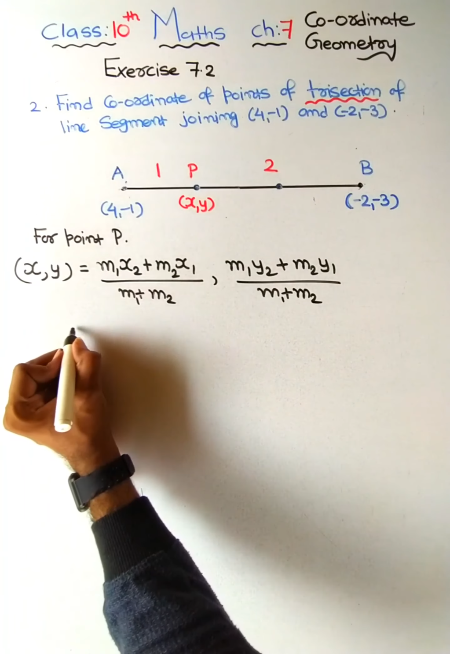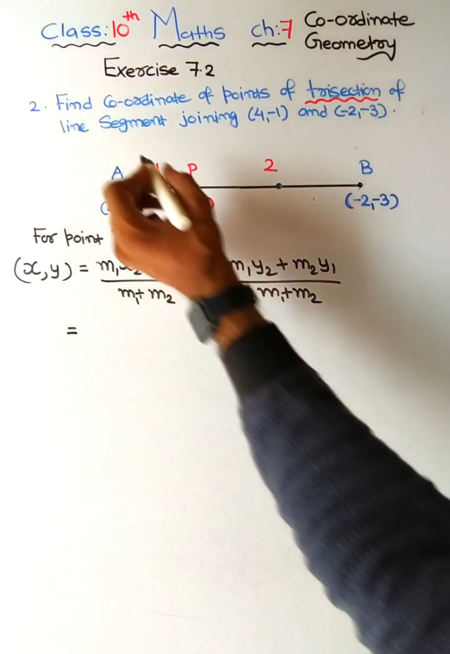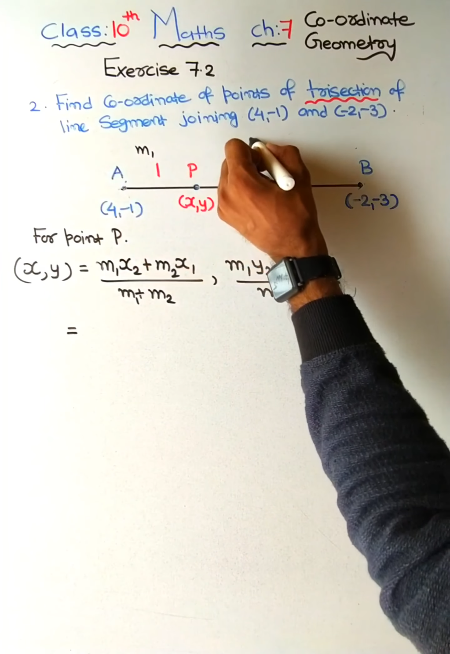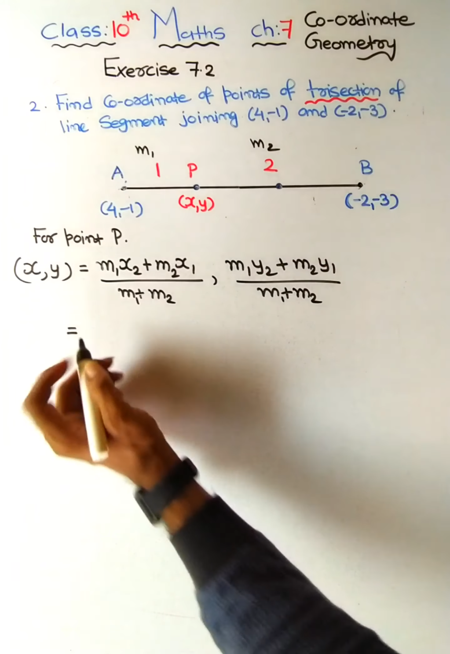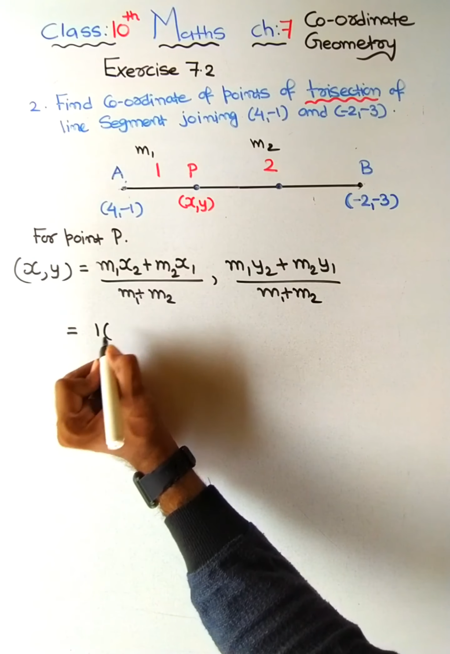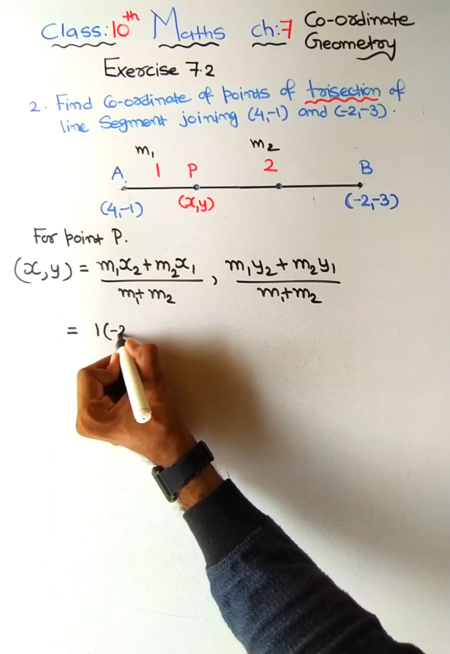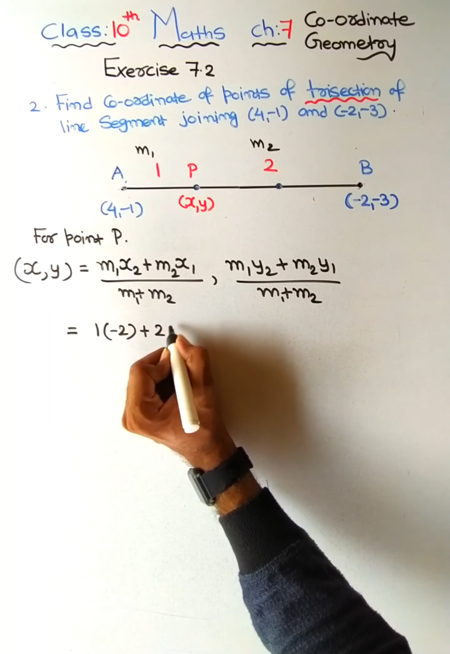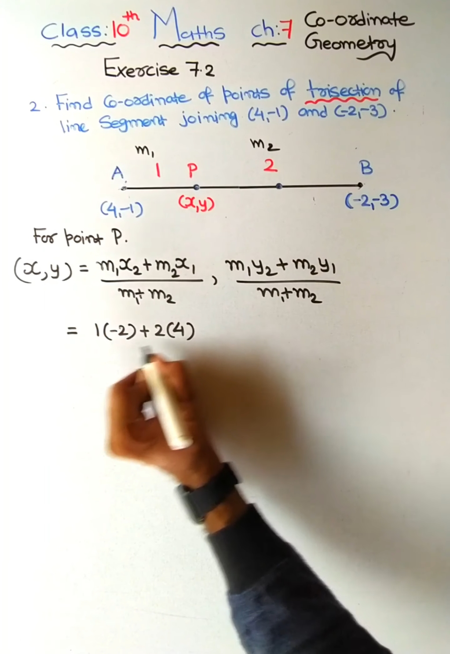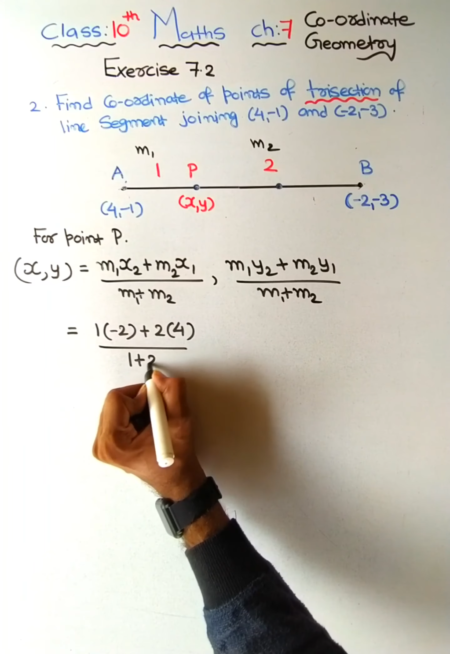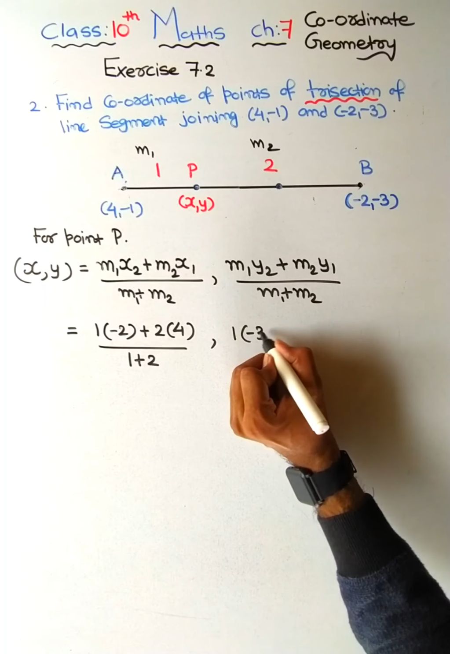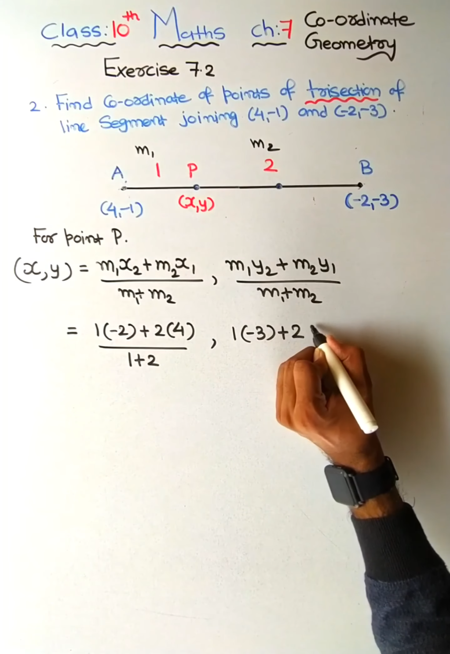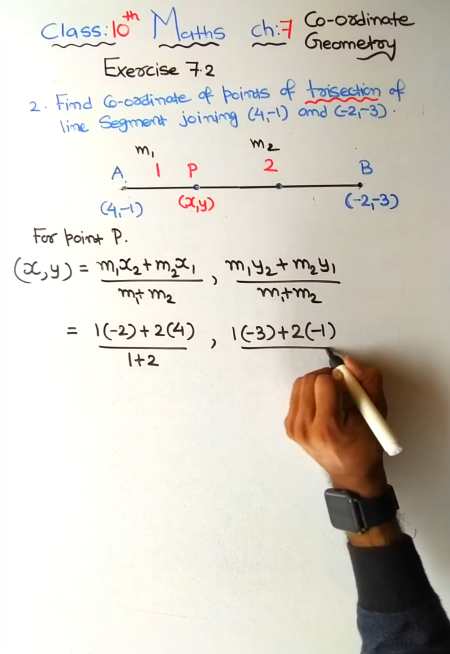Now putting all the values. What is m1? Over here this will be m1 and this will be m2. Remember we have neglected point Q right now. So m1 is 1, into x2 is minus 2, plus m2 is 2 and x1 is 4, upon 1 plus 2. m1 is 1. What is y2? Minus 3, plus m2 is 2, y1 is minus 1, upon 1 plus 2.